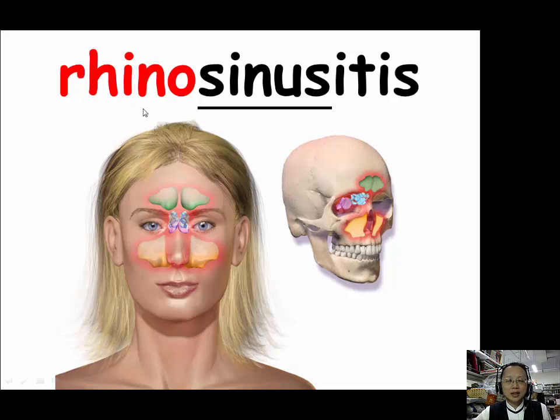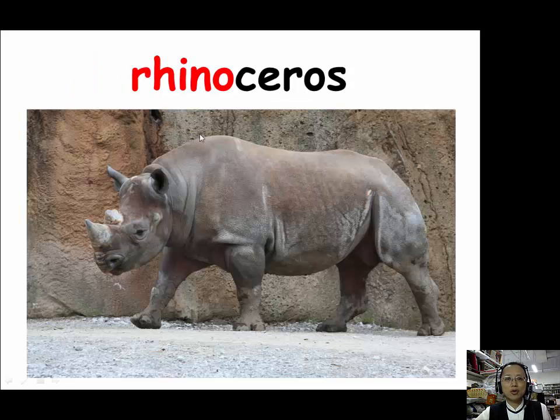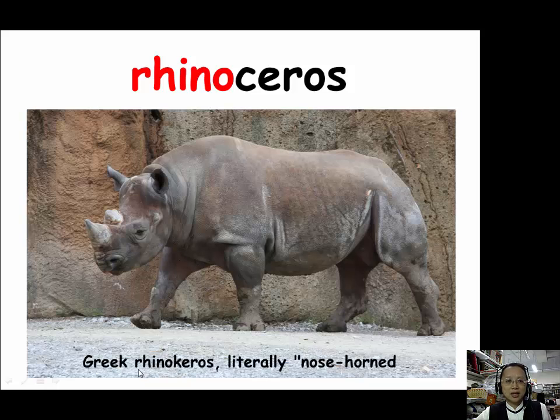And when we learn this prefix, have you ever wondered that there's an animal called rhinoceros? Is it related to this prefix? Yes, it does. Rhinoceros, actually, this word originated from Greek. In Greek, it spells as rhinokeros, R-H-I-N-O-K-E-R-O-S. The literal meaning of rhinoceros is nose horn. So it is talking about the rhinoceros having a horn on its nose.